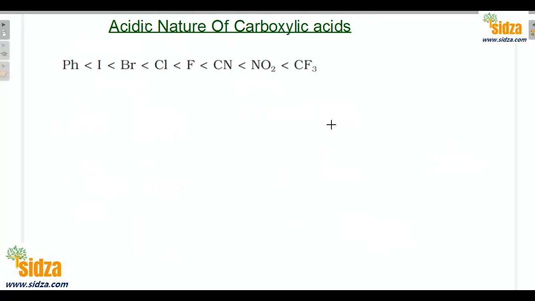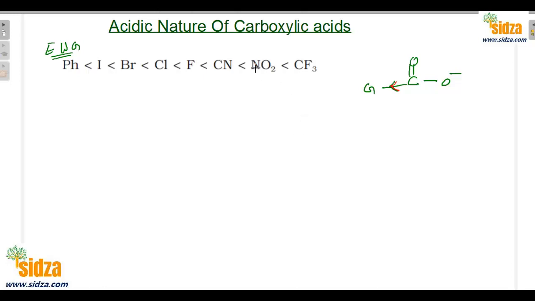Let's take a few more examples. You can see all these groups here: CF3, which is carbon with 3 fluorine atoms, NO2, cyanide, halogens, iodine, and the phenyl ring. All these are electron withdrawing groups. They are going to withdraw the electrons from the carboxylate ion. So if you attach any of these groups to the carboxylate ion, they will stabilize the conjugate base because they withdraw the electrons, which means they will increase the acidic strength.